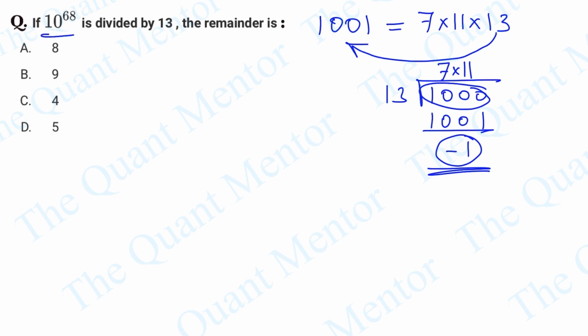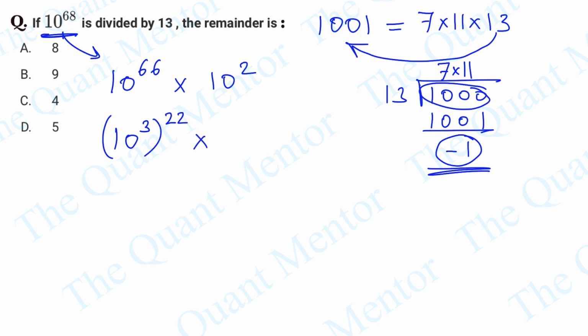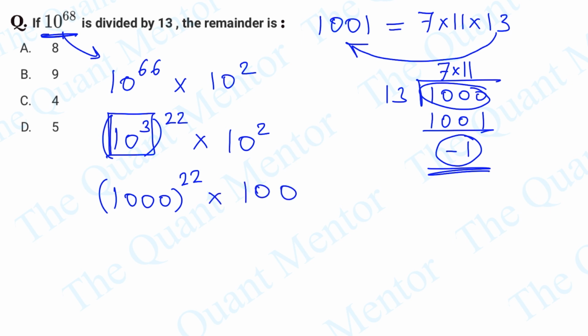Let's start by considering 10 power 68 written as 10 power 66 into 10 power 2. Further, 10 power 66 can be broken as 10 power 3 the whole power 22, using our laws of indices, into 10 power 2. Now 10 power 3 is nothing but 1000, and 1000 is getting raised to the power 22, into 10 square, which is basically equal to 100. 1000 gives a remainder of minus 1 when divided by 13. That's what we've seen right now.